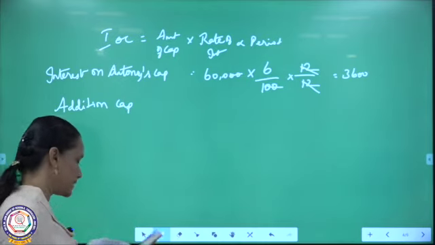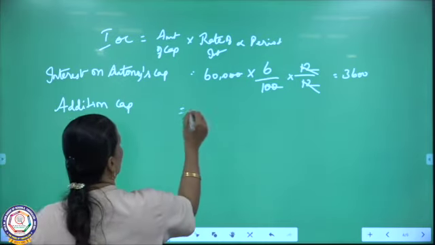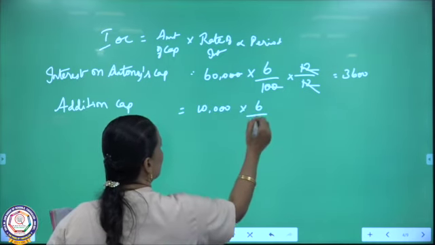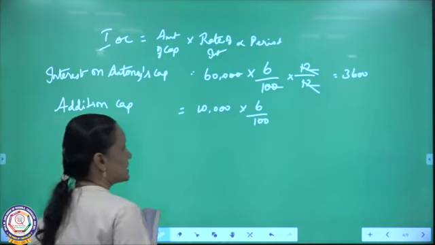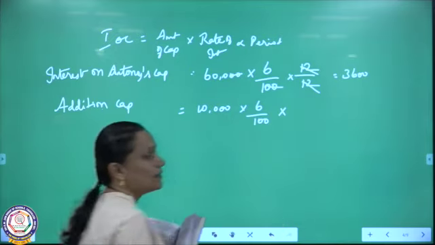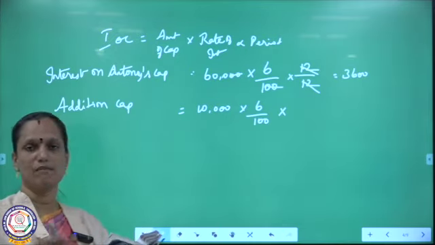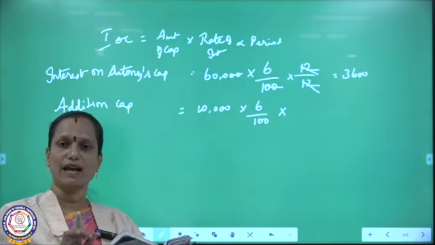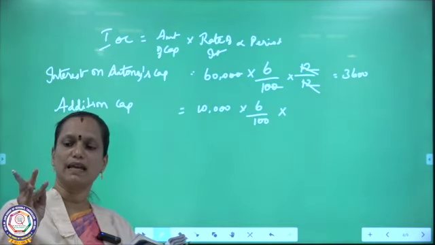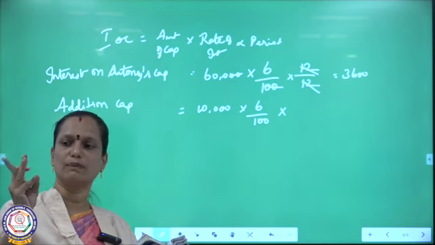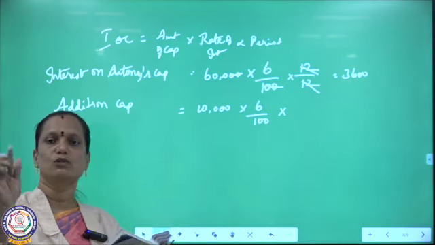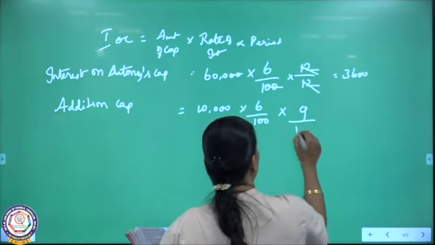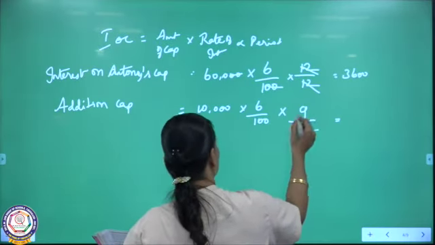Additional capital he introduced. How much? 10,000 he introduced. Same 6% per annum, 6 by 100 into, he introduced in April month. So, April 1st he introduced, till December we have to calculate. April, May, June, July, August, September, October, November, December. So, 9 months we have to calculate. So, 9 by 12.